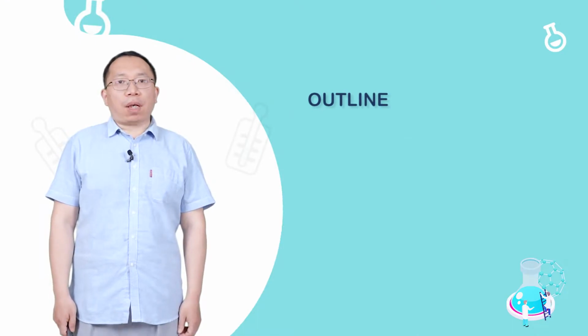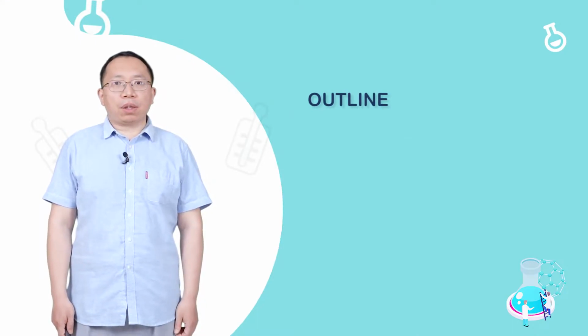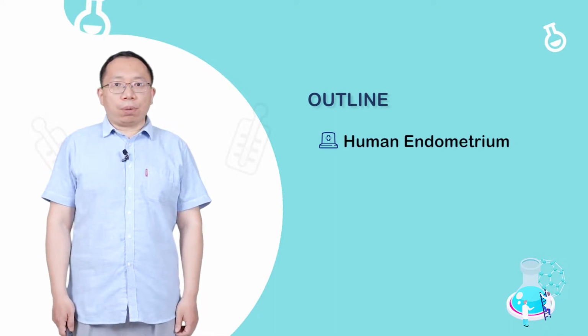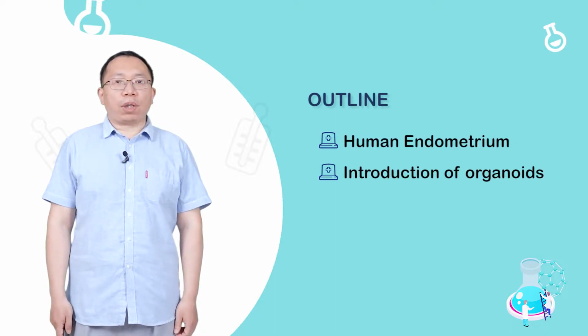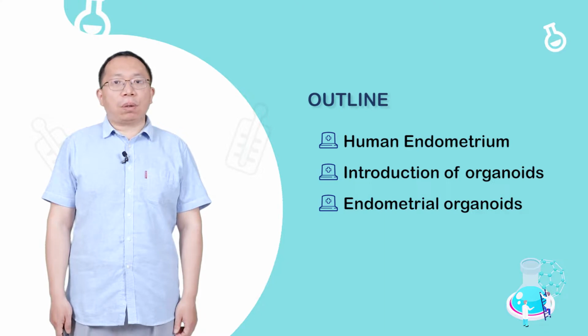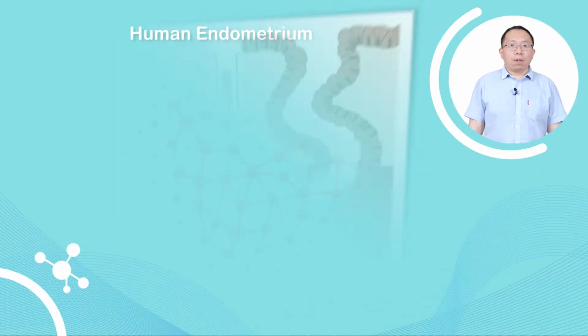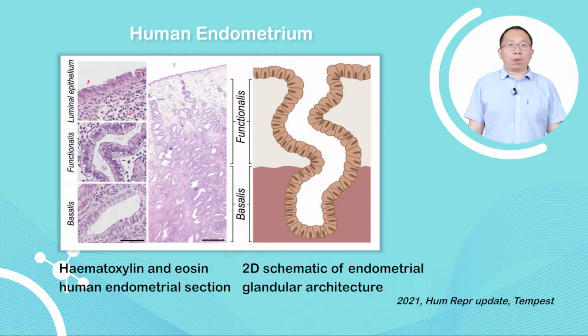Now this is the outline. I will talk about this issue from three parts: human endometrium, introduction of organoids, and endometrial organoids. Firstly, endometrium still remains poorly understood today. It is organized into two functionally distinct areas: the superficial functionalis and the deeper basalis.